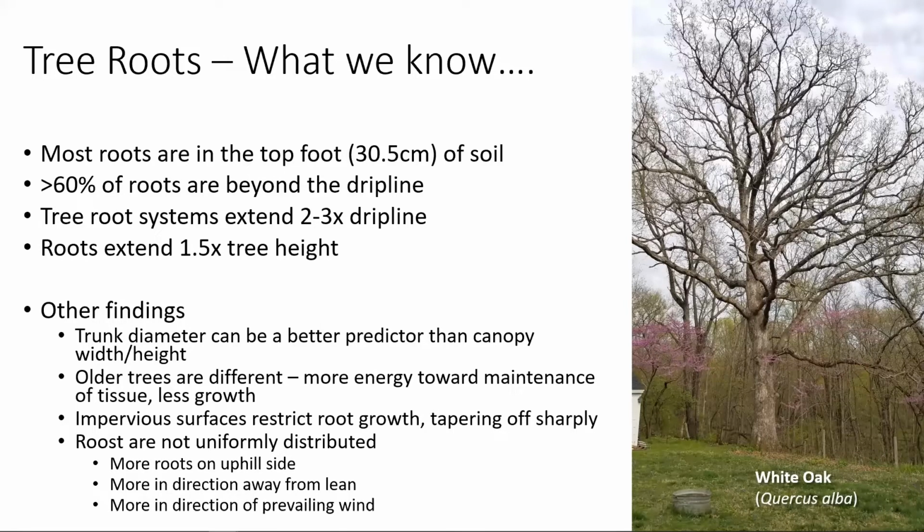Also, those root systems aren't uniformly distributed. Studies have shown that there are more roots on uphill sides of trees, in the direction away from the lean, and in the direction of the prevailing wind. And I'd say in my experience in the field, that's definitely true. A root system is not symmetrical. We see a lot of diagrams that show a symmetrical thing around the tree. It's not so.